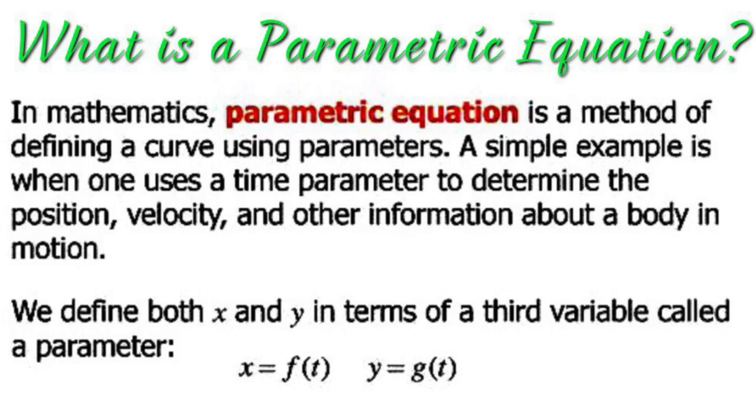So, we define both x and y in terms of a third variable called a parameter. Let us assume that x is equal to f of t and y is equal to g of t. So, x is a function in terms of t and y is also a function in terms of t. So, both functions x and y have the parameter t.